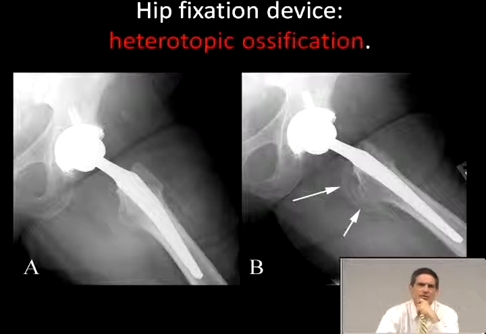Another complication that you can look for is heterotopic ossification. When it's in this kind of a position, it's often not particularly painful. If it gets to be a greater amount and is more around the joint itself, closer to the articular margin or along the neck of the femur, it can sometimes block motion of the joint.